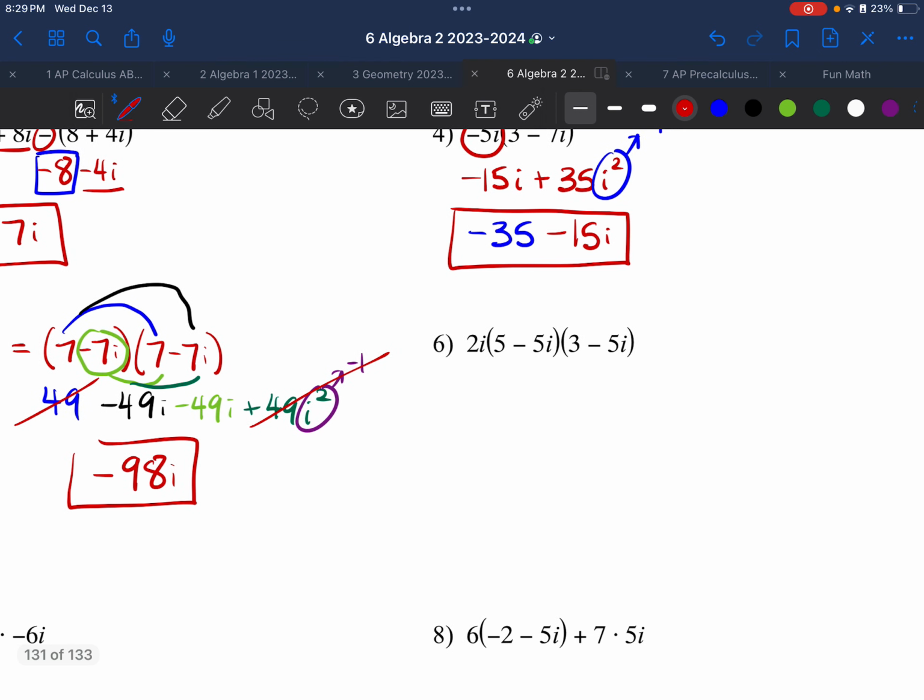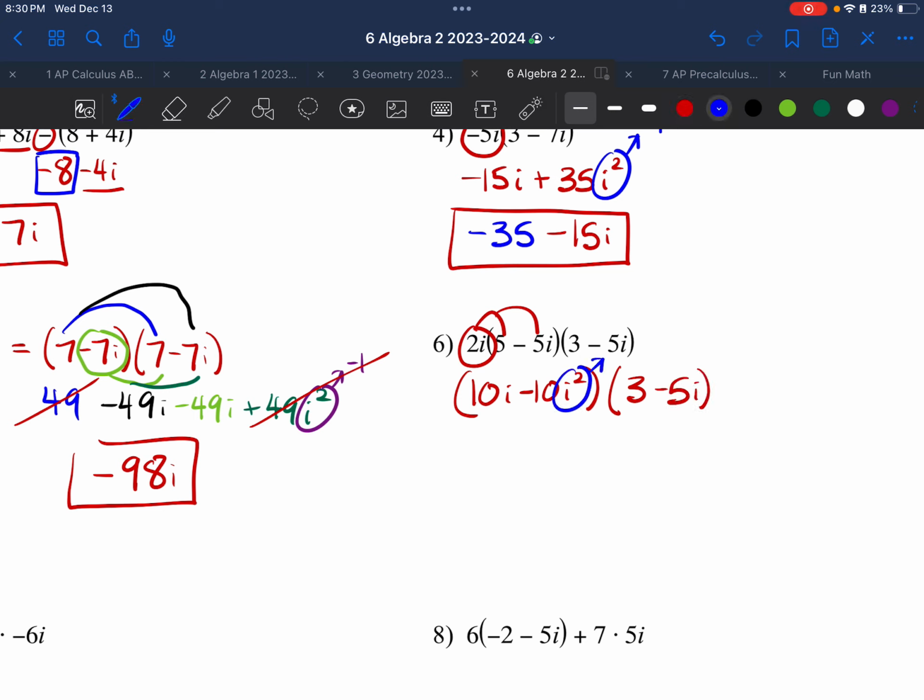In number 6, we have a lot of distribution to do. So a common mistake is to think that this 2i is distributed to all 4 of these terms. That is incorrect. You either distribute it to the first 2 or the last 2. Most students here will do the first 2, so that's what I'll do as well. 2i times 5 is 10i. And 2i times a negative 5i is a negative 10i squared. And I rewrite the rest of the problem. I still have this 3 minus 5i. I would like to simplify.